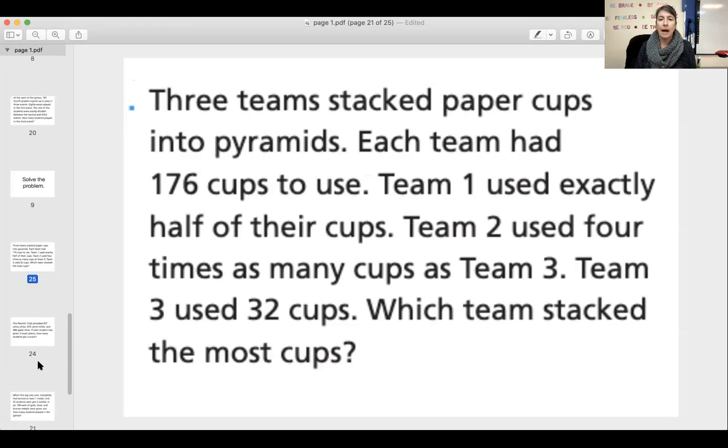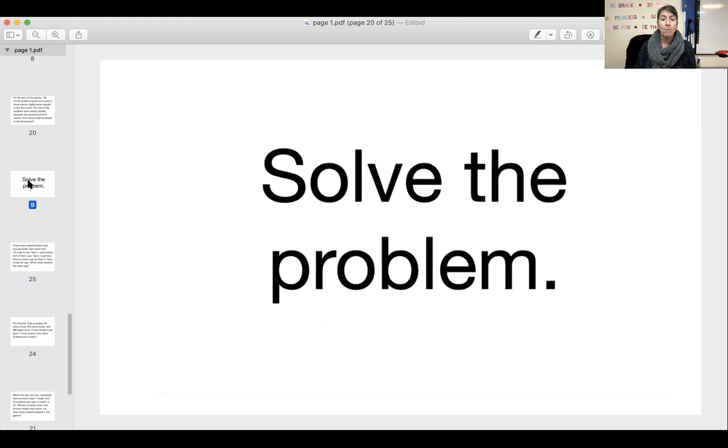Three teams stacked paper cups into pyramids. Each team had 176 cups to use. Team 1 used exactly half of their cups. Team 2 used 4 times as many cups as Team 3. Team 3 used 32 cups. Which team stacked the most cups? Please solve problem 8 on page 120.